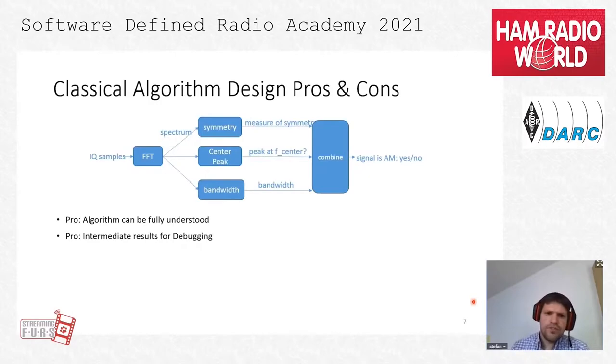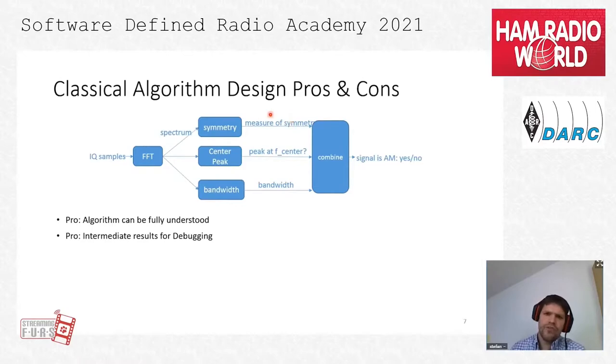The advantage of this approach is that this algorithm can be fully understood by the designer, which sounds somehow natural, but we will see in a minute that this is not the case with machine learning. And you can easily debug this kind of classifying algorithm. Let's assume you have built this machine. You input an AM broadcast signal, but the output tells you it's not an AM broadcast signal, so it's a wrong decision. You can then go back and check where the error in this processing chain has happened.